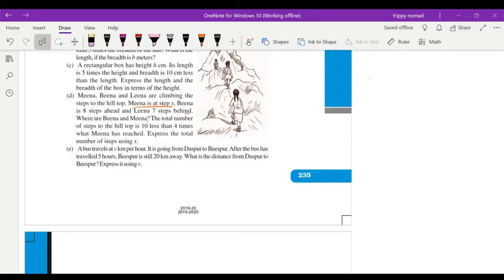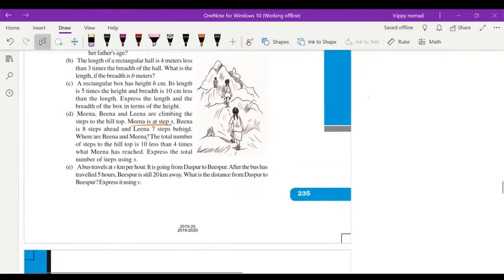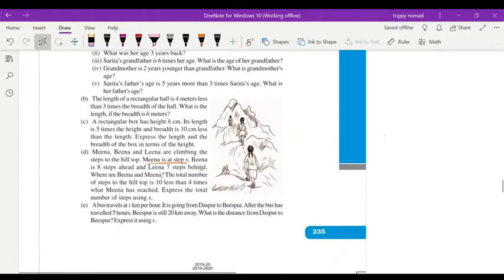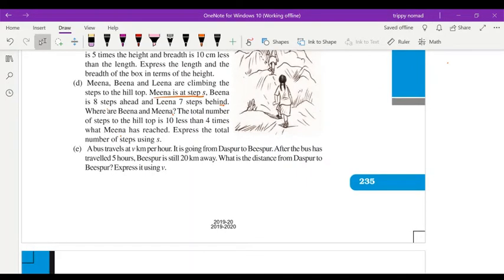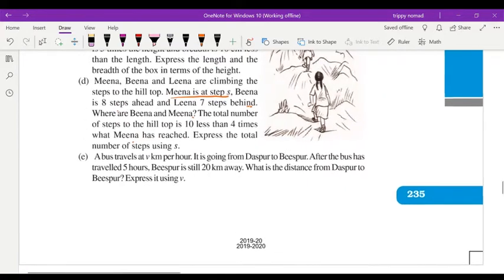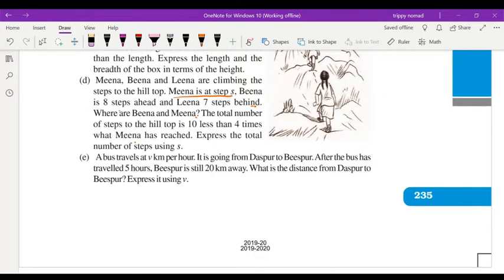Today we are going to start question number 1, E part of exercise 11.4, up to D part. I explained earlier in the previous video. Let us start with E part of main question number 1. A bus travels at V kilometer per hour. The speed is V kilometer per hour and it is going from Daspur to Bispur. After the bus has traveled 5 hours, the Bispur is still 20 kilometer away. What is the distance from Daspur to Bispur?